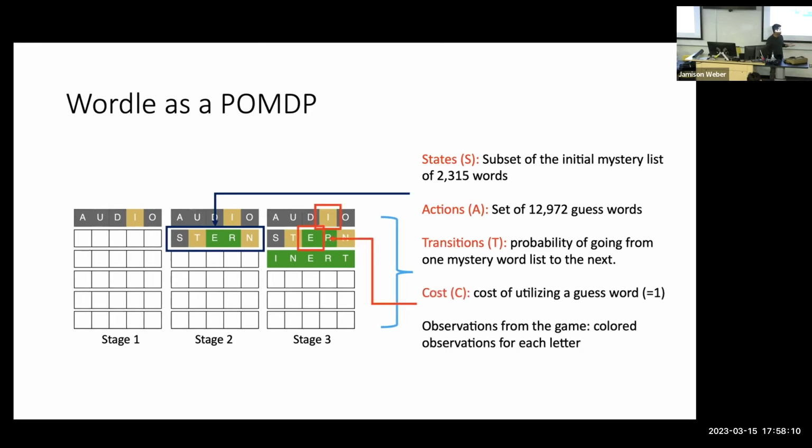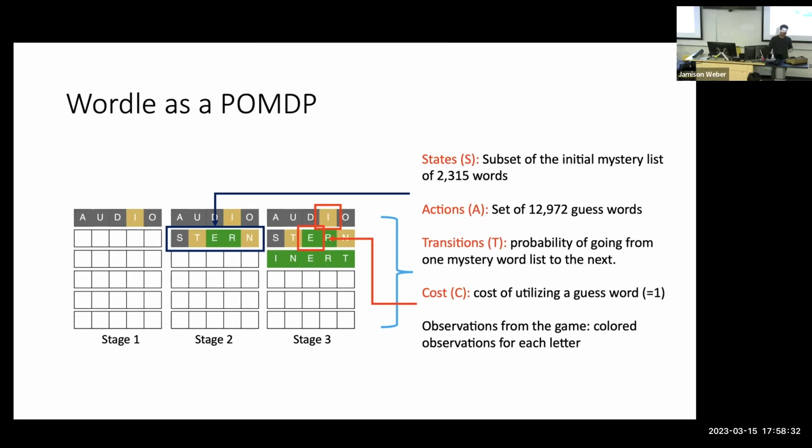And finally, the cost. The cost in this game is pretty easy in terms of how we are grounding it for our solution. When we utilize a guess word, we just take a cost of 1. And the final state, where we found the mystery word, would be cost free. And observations are essentially the colored observations that we are getting.